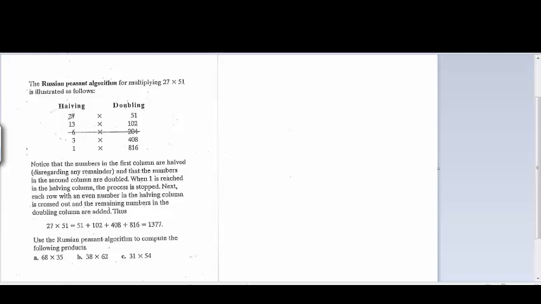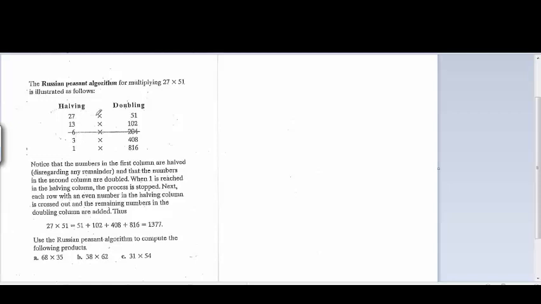Now you notice here the 27, we divide it by 2 and we get 13 and a half, but we round down to 13. 13 divided by 2 would be 6 and a half, and we round down to 6. Maybe an easier way to do it would be to round 13 down to an even number, which would be 12, and 12 divided by 2 would be 6. So then we continue. 6 divided by 2 is 3, and we'll round 3 down to 2 and divide it by 2, and we get 1. So once you hit 1, you stop.